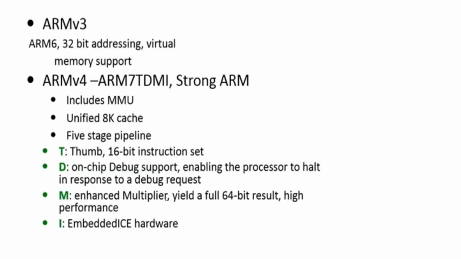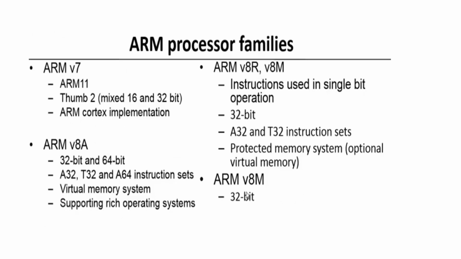So ARM V4, let us consider ARM7 TDMI. So we'll see what is here. T represents Thumb, that is the 16-bit instruction set. D represents on-chip debugging support. It enables the processor to halt in response to a debug request. And M is for the enhanced multiplier, and it yields full 64-bit results with high performance. And I represents embedded ICE hardware.